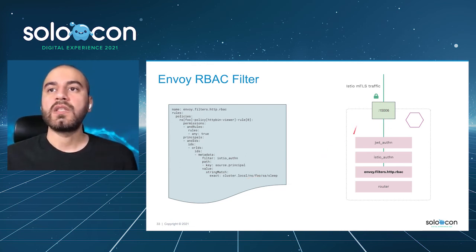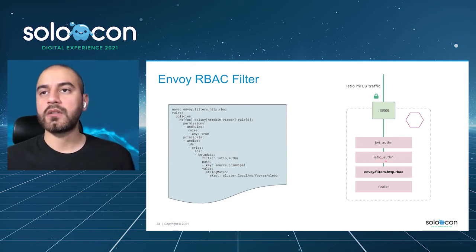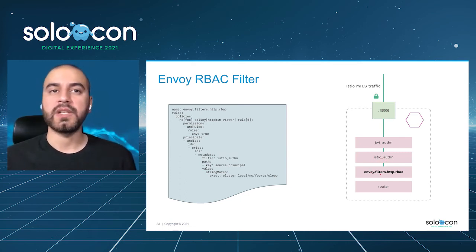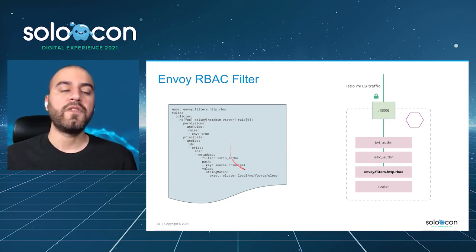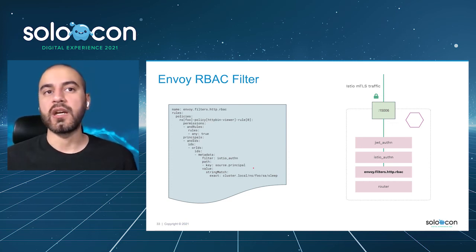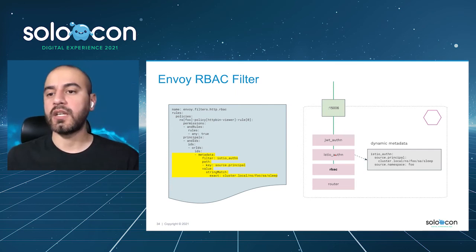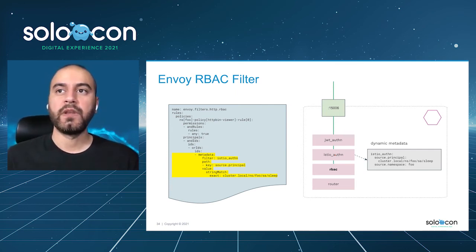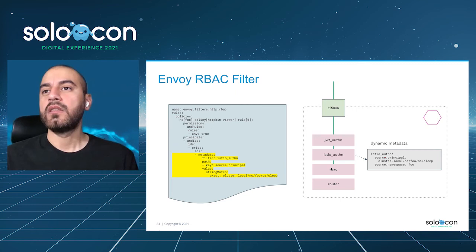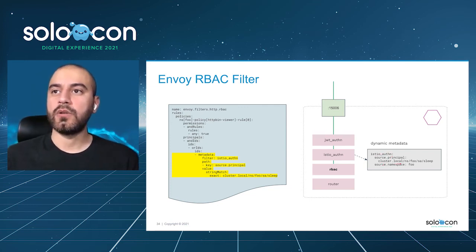So, again, this is in the filter chain, right? We have the Istio authentication filter that we talked about, and now we have the RBAC filter in place. And this is the config. Let's take a look at what this actually does. Remember that the Istio authentication filter was saving off the result of the authentication to dynamic metadata, right? So going back to what we had, the source.principal in the dynamic metadata associated with the Istio authentication filter was this cluster.local namespace foo service account sleep.